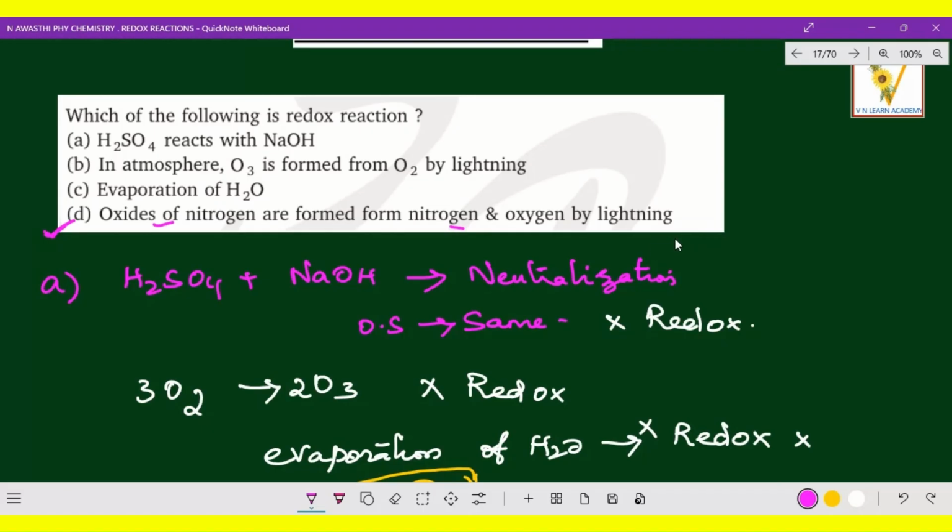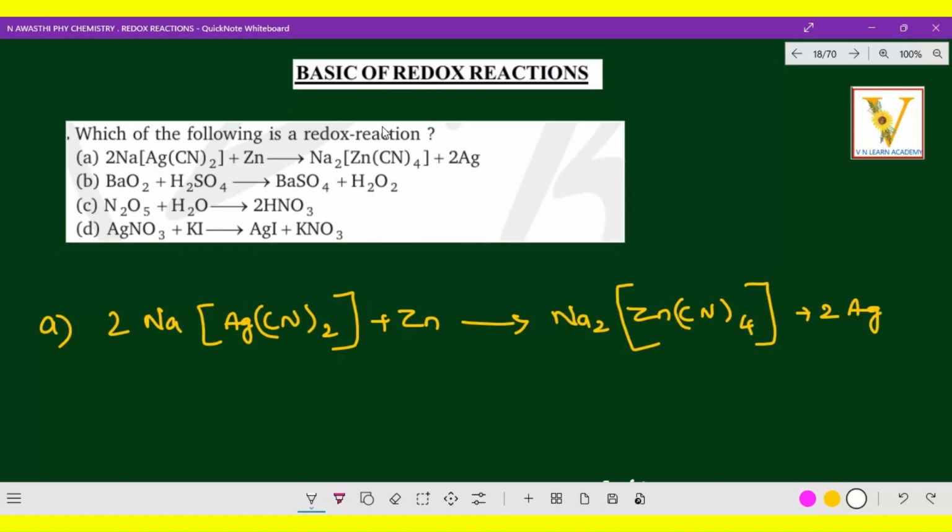See, basically you got very good clarity about oxidation and reduction, oxidizing agent and reducing agent, loss of electrons and gain of electrons. It is transfer of electrons between atoms resulting in change in oxidation state. I hope you got a very clear idea about redox reactions. Let us check some more sums. Next question: which of the following is a redox reaction? There are so many examples to identify and understand redox reactions very clearly.